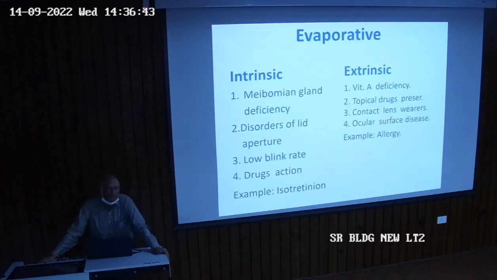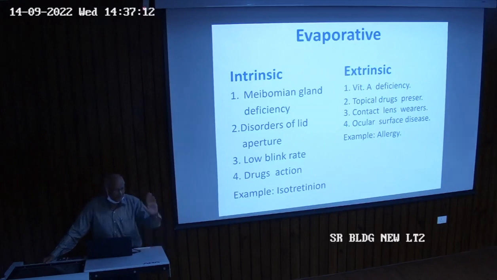The second part is the evaporative part. Suppose the aqueous is normal, but there is more evaporation. The oily layer is not there, so immediately there will be evaporation, causing a deficiency in the oily part, aqueous and mucus, causing dry eye. In detail, meibomian gland deficiency: suppose the meibomian glands are deficient, causing less fatty oil secretion in the superficial layer.